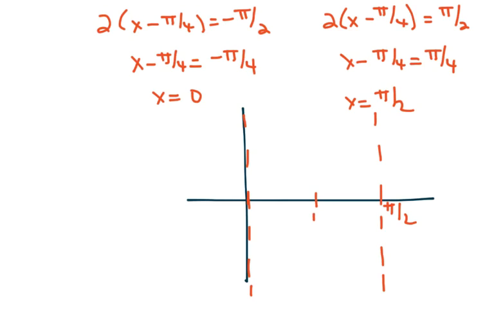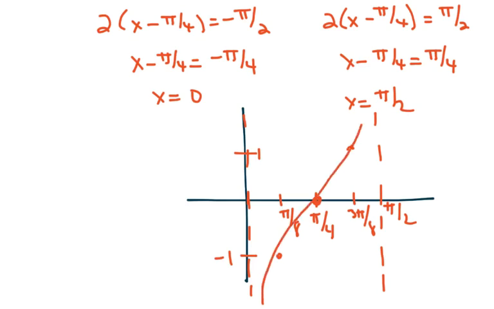So the one that's smack dab in between is pi over 4. That's where I'm going to hit the x-axis. And then this is going to be pi over 8, and that's where negative 1 is going to be. And then this is going to be 3 pi over 8, and that's where positive 1 is going to be. And there's my graph.